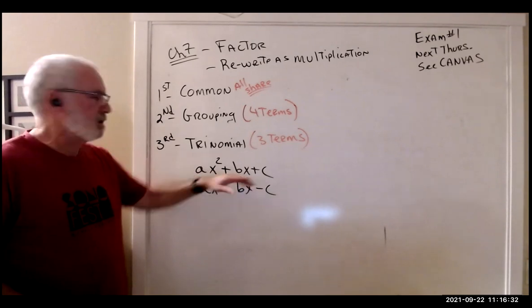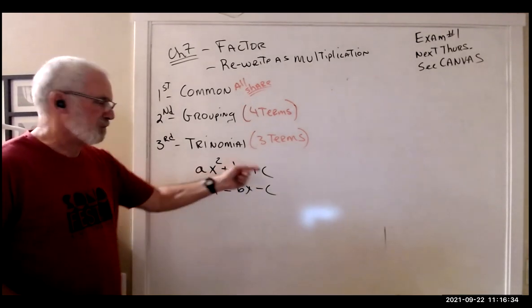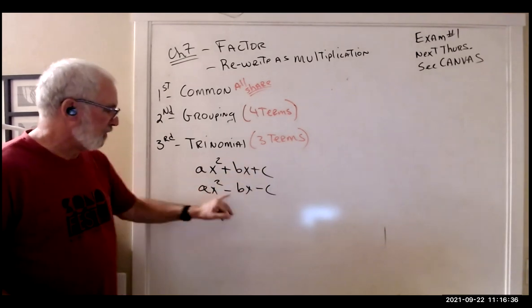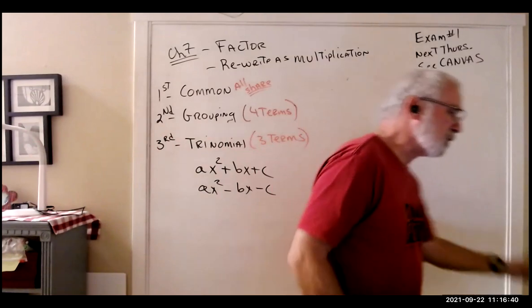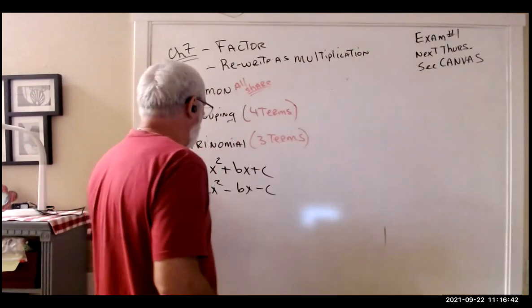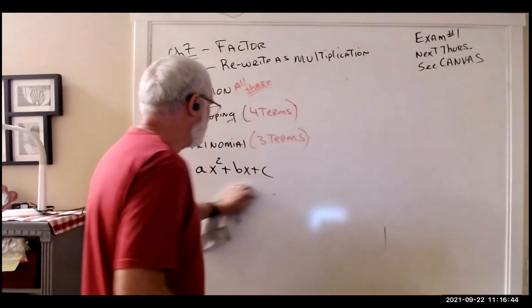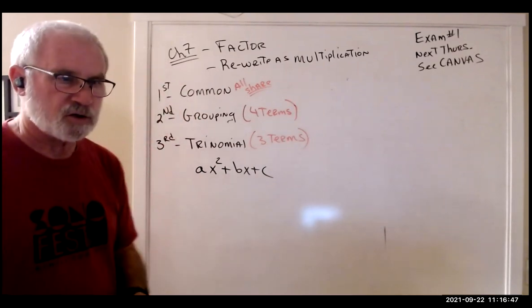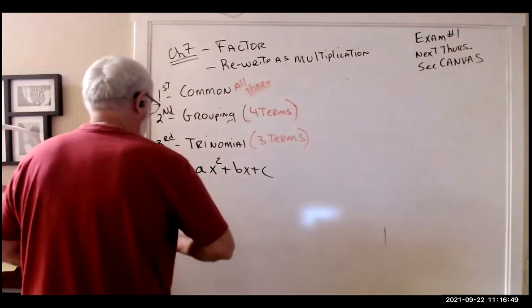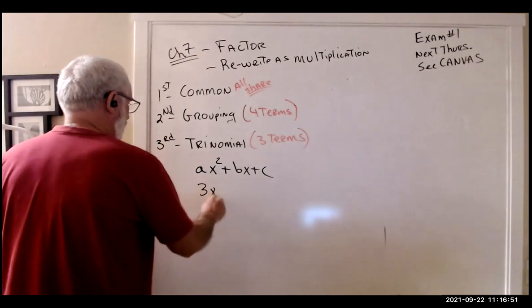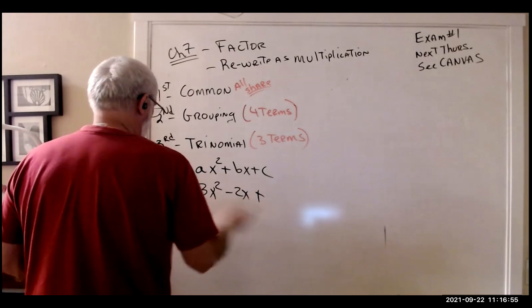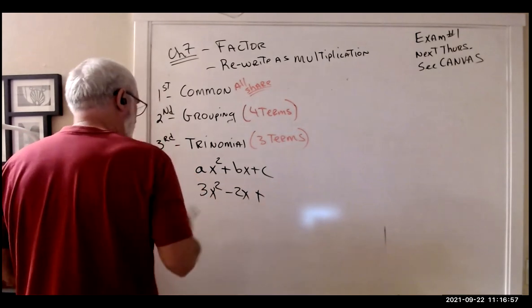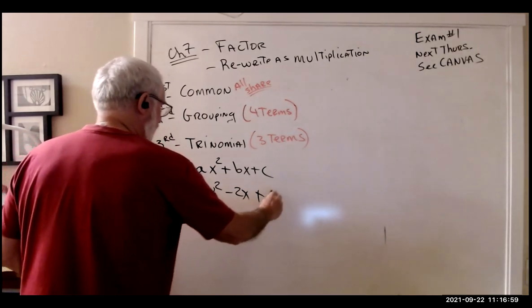We're just lazy. ax squared plus bx plus c. The coefficients, the a, b, and c, are very important. A always goes with the x squared, b always goes with a single x, and c is always the constant. So an example might look like this: 3x squared minus 2x plus 5, something like that.